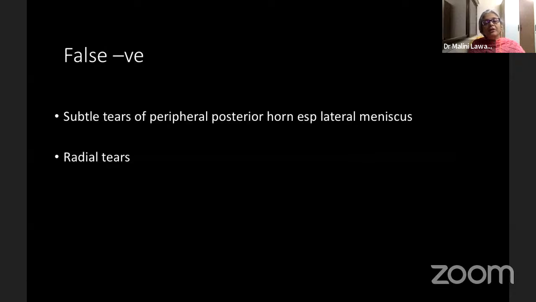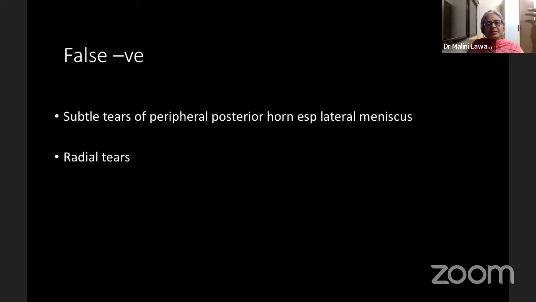Now, we looked at how a normal meniscus looks. We looked at tears, how do we identify them? We looked at the different types of tears. And we also looked at how the information on MR can help us plan the management. What is the status of the cartilage? Is there a displaced flap? Now, the next question comes, is it really a tear? Can we be wrong when we call it a tear? So yes, false negatives. As I said, radial tears can be very subtle. Also subtle tears of the peripheral posterior horn, like I said.